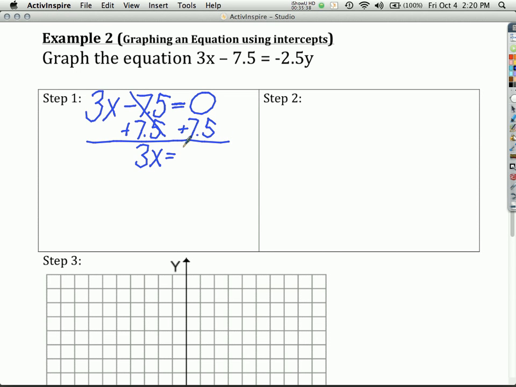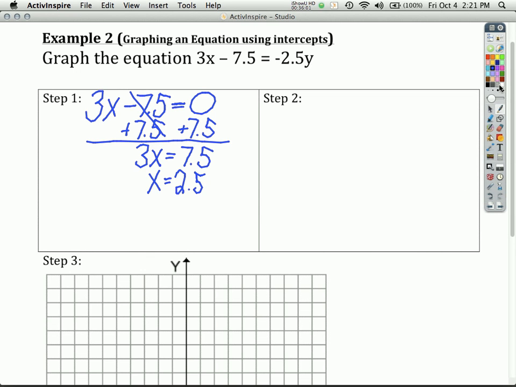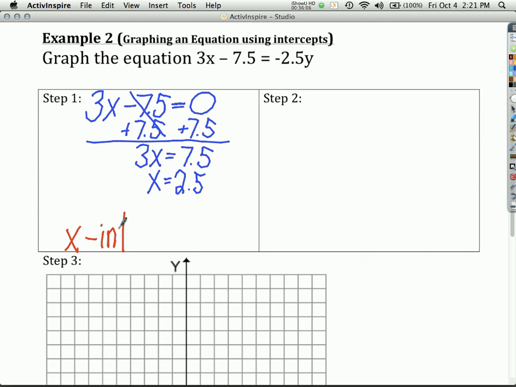3x equals 7.5. You could do mental math with that. If you had $7.50 and had to split it between 3 people, how much would each person get? Sabari? $2.50. So the answer is 2.5. So we get x equals 2.5. But again, we want to make sure we're clear that that means the x-intercept is 2.5, comma 0.